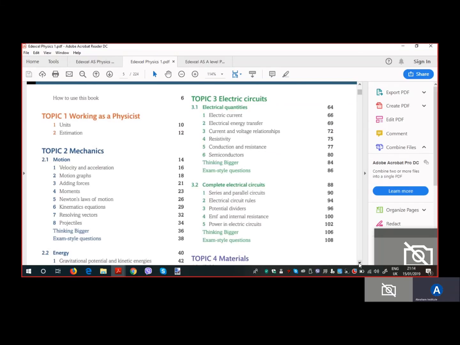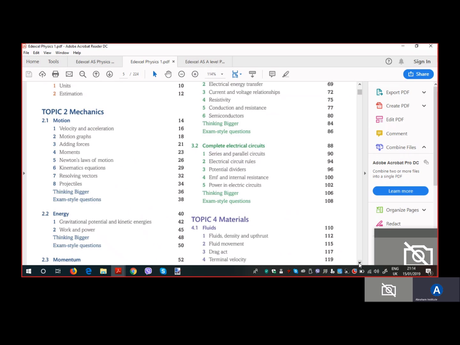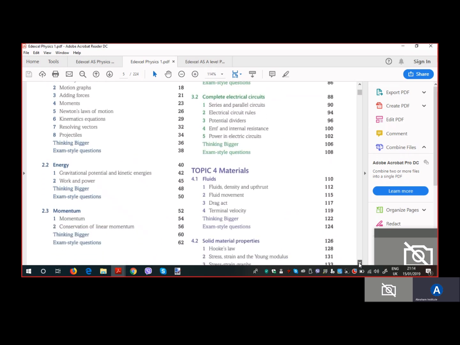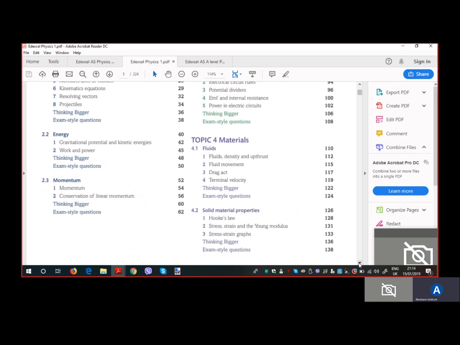If you didn't understand a certain topic from one book, you can refer to it in another book, because there it will be explained in another way. You may be able to understand it better from that. Okay, then we'll start with units now.